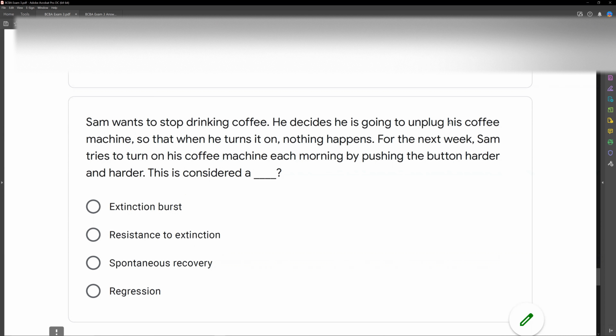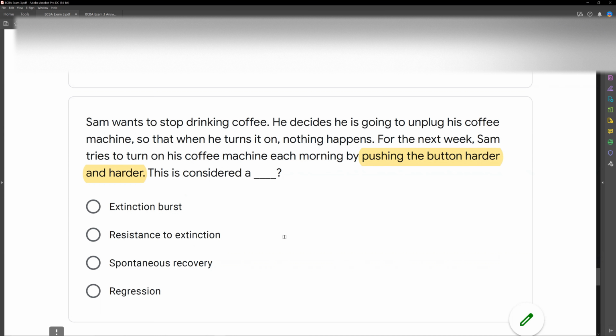Previously, every time Sam tried to turn his coffee machine on, what happens? It turns on. This time, nothing happens. So now, as he's trying to turn on his coffee machine by pushing the button harder and harder, Sam is going through an extinction burst, because an extinction burst is what? A predictable increase in the behavior once extinction begins. Sam is simply going through his extinction burst. Typically, I get reinforcement when I push the button once. I don't get reinforcement today. I'm going to push it harder and harder and harder. So eventually my behavior is going to decrease.